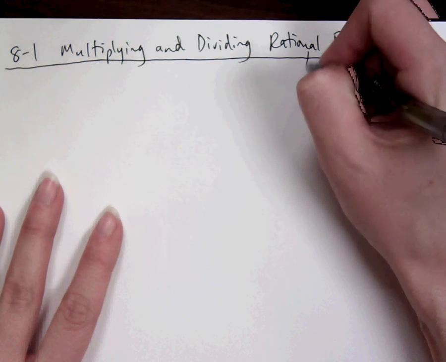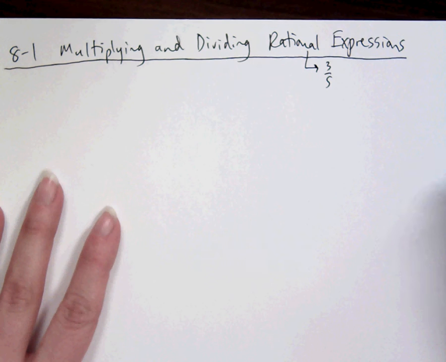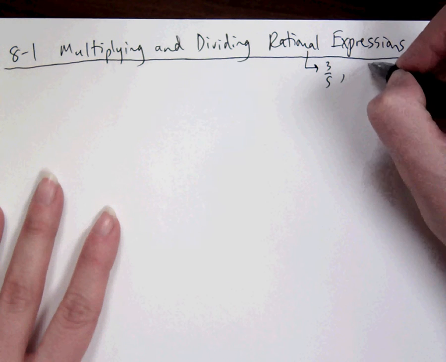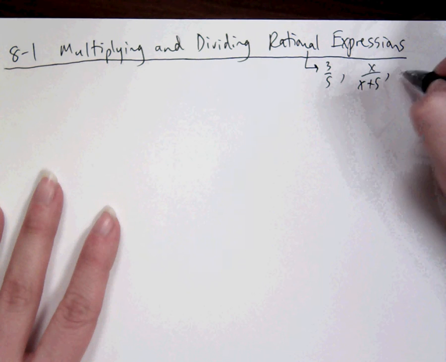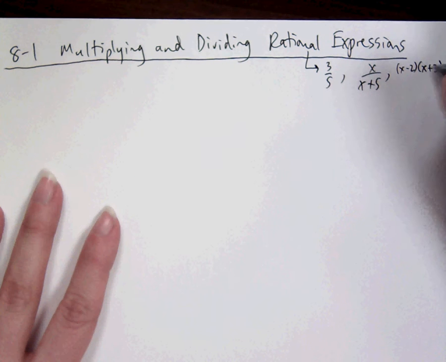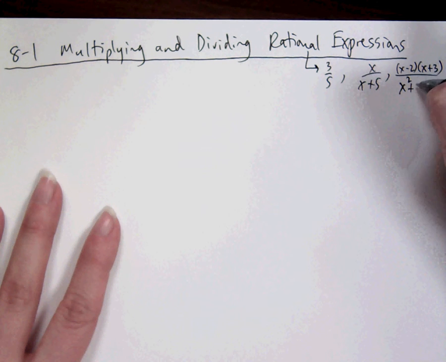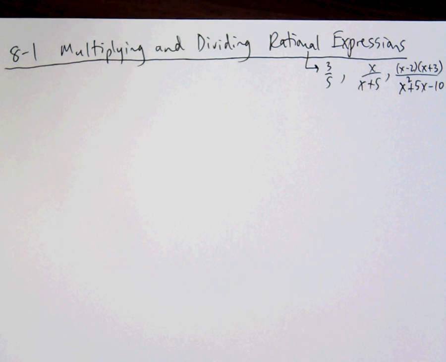So a rational expression can be a lot of things. A rational expression can just be 3 over 5. Okay? It could be x over x plus 5. It can get even more complicated than that. I could have x minus 2 times x plus 3 over x squared plus 5x minus 10 or something. But those are all examples of rational expressions.